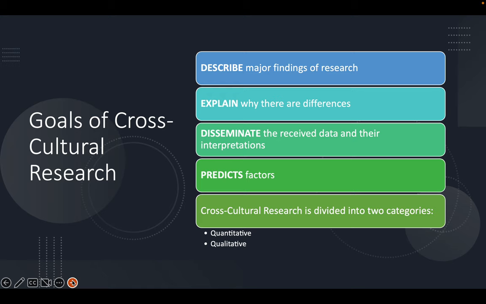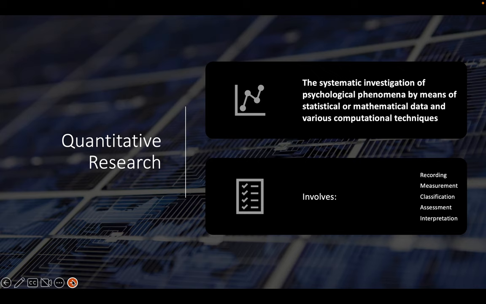And then cross-cultural research is usually divided into two categories, quantitative and qualitative. Quantitative research is going to be the systematic investigation of psychological phenomenon by means of statistical or mathematical data and various computational techniques. When we use quantitative research, a researcher can basically measure the emotional stability of two groups of managers, one in Japan and the other in France. We can compare the strength of organizational skills of male and female applicants for a job, or we can even compare and contrast the collectivist habits of two cultural groups.